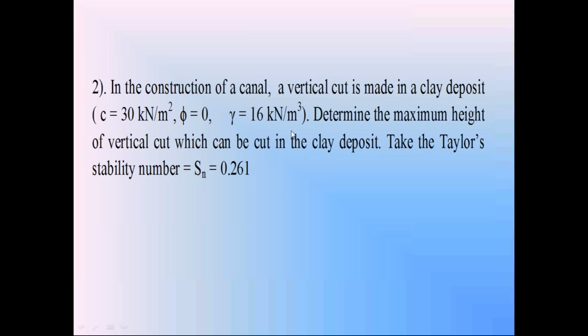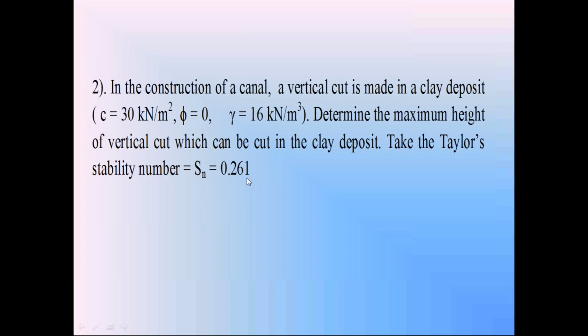So in this problem, the structure is the construction of a canal. That canal has a vertical cut, excavated in the clay deposit. For that, they give the cohesion, angle of friction, and also gamma. Determine the maximum height of that vertical cut, that is the side of the canal, so that it should be stable. For that, use the Taylor analysis. They give the Taylor stability number Sn as 0.261.